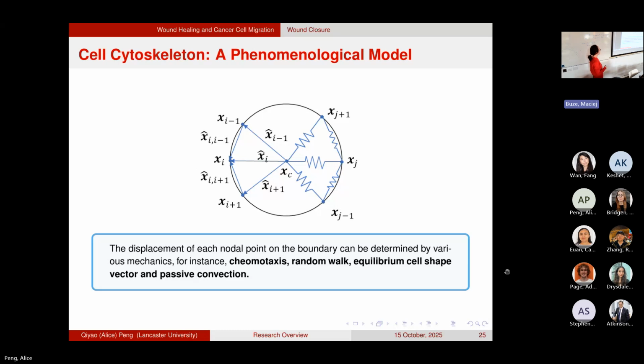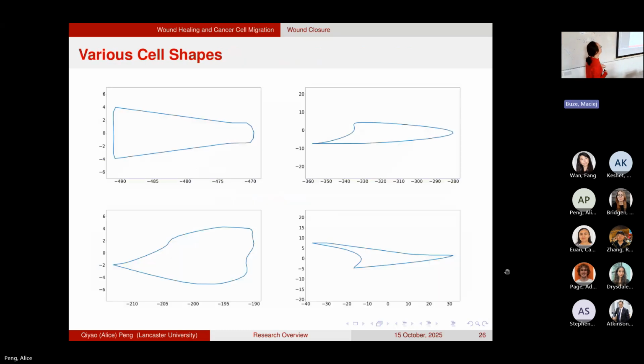And then how we check the evolution of the cell shape is to check the displacement of every nodal point. And those are the result of the combination of various mechanics like the chemotaxis, random walk, and then these springs working and the passive convections. The nice thing of this phenomenological model is it has large flexibility regarding the cell shapes. So those are the shapes that I have seen during the simulation, which are quite irregular. And I hope they are realistic as well.